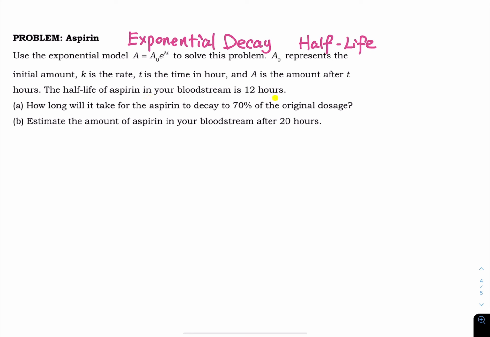So the half-life. Initially, you have 100%. 12 hours later, you have half of 100%. So that means we have an amount, and then we keep reducing this amount by half. Are we going to reach 0?